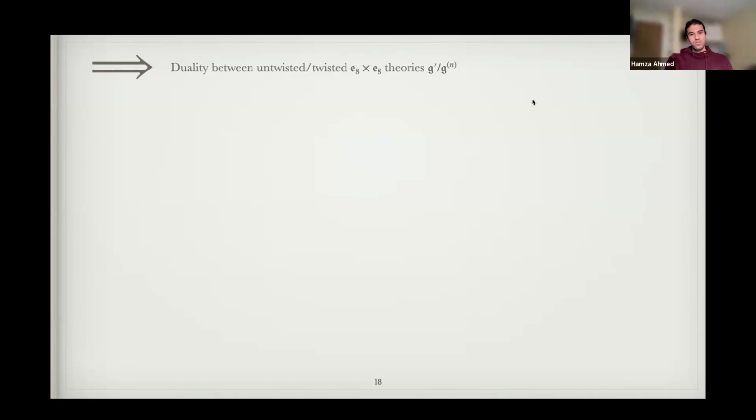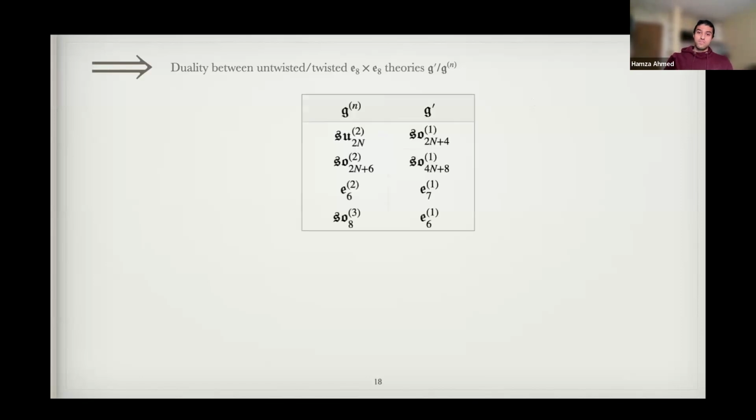One immediate consequence of matching this leading M piece is that this predicts the duality between an untwisted E8 times E8 heterotic LST and a twisted E8 times E8 heterotic LST. The pairs of algebras for which this happens are given here, as long as the number of 5 branes are related to the order of the twisting in this way. This is a very interesting result because we don't know if there's a group theory reason for these algebras to be paired in this way, but the physics seems to tell us that there is something there.